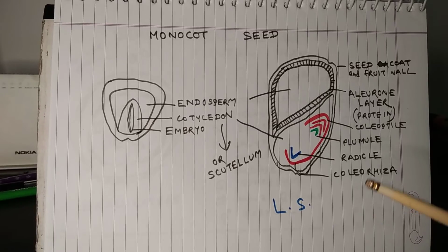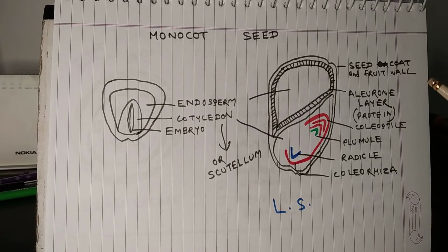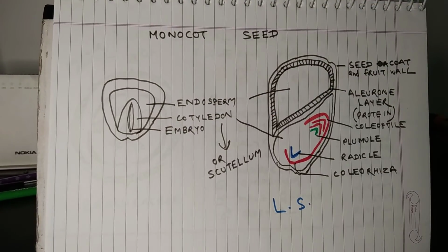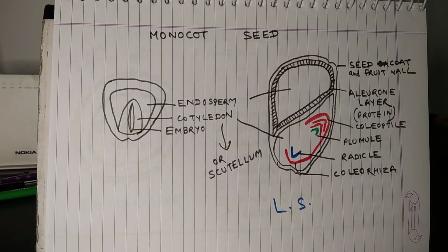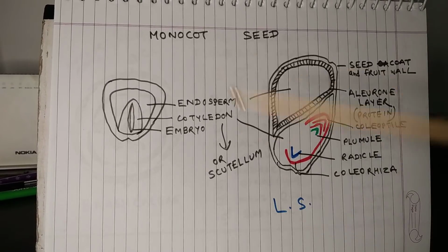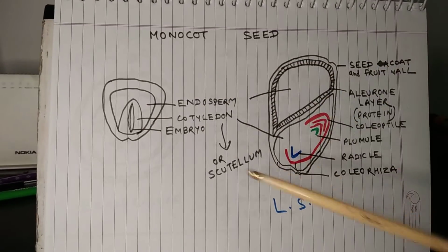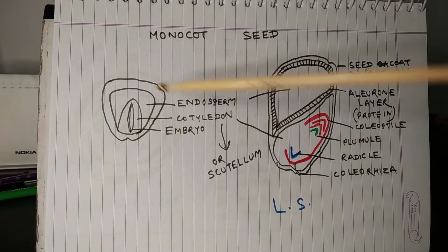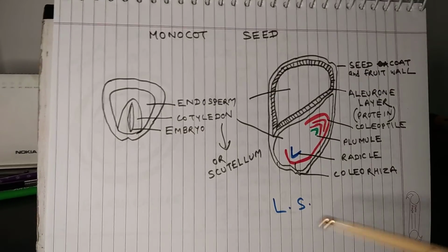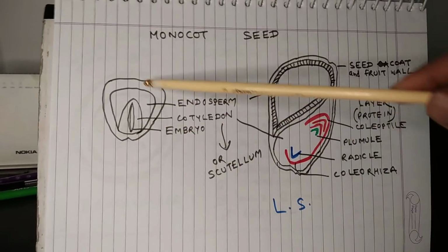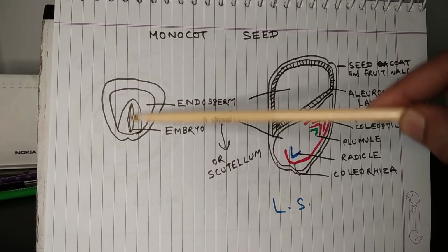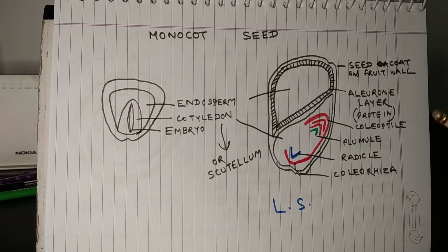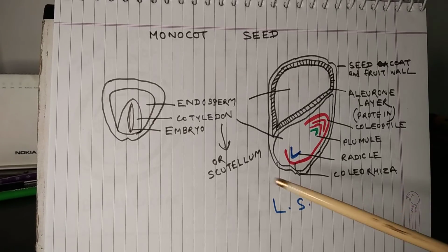Now let us try to understand the structure of monocot seed. This is the longitudinal section of a monocot seed, and this is the transverse section of a monocot seed. Let us say this is a maize seed. The outermost layer is the seed coat and fruit wall. This is followed by endosperm, which is followed by cotyledon, and the embryo is here, almost in the center. In case of monocot seed, the cotyledon is called scutellum.